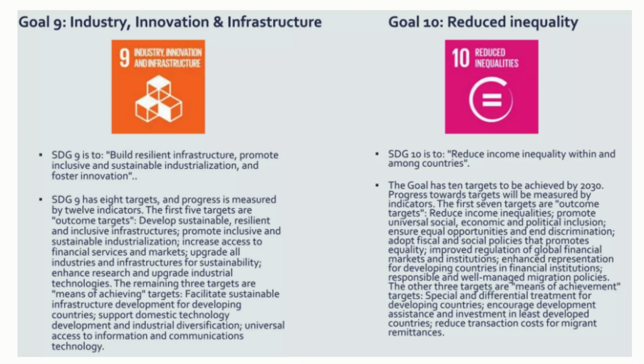The first 5 targets are outcome targets: develop sustainable, resilient, and inclusive infrastructures, promote inclusive and sustainable industrialization, increase access to financial services and markets, upgrade all industries and infrastructures for sustainability, enhance research and upgrade industrial technologies. The remaining three targets are means of achieving targets: facilitate sustainable infrastructure development for developing countries, support domestic technology development and industrial diversification, and universal access to information and communications technology.